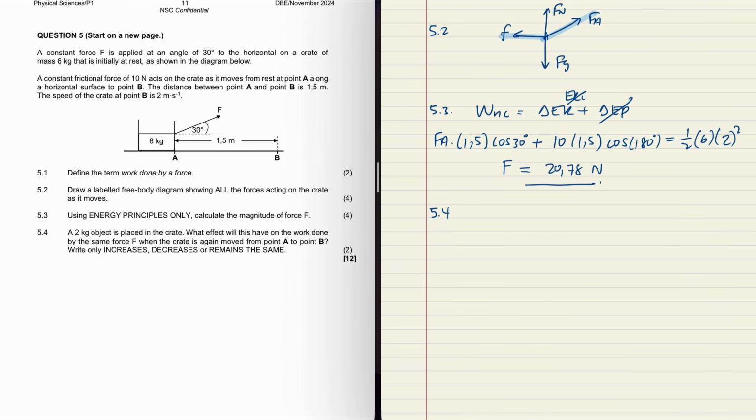Question 5.4. A 2 kilogram object is placed inside the crate. What effect will this have on the work done by the same force F when the crate is again moved from point A to point B? So it's going to remain the same. That's because the work done by this force is equal to the force times delta x times cos theta. The force is not changing, the delta x is not changing, the angle is not changing, and so the work done by the force should not change either.